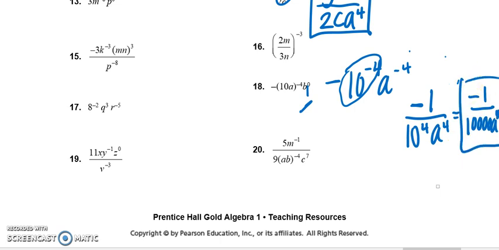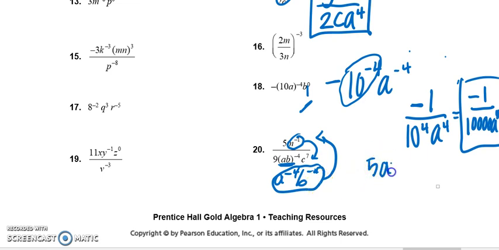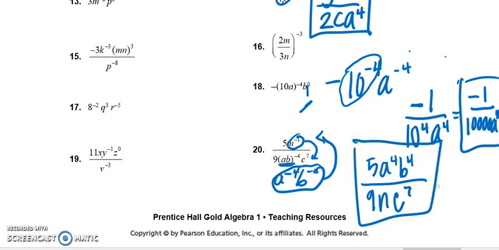And lastly, let's wrap this up. Okay, so this part is going to get moved to the bottom, and this part right here is going to be a to the negative 4th, b to the negative 4th. It goes to both of them because of the parentheses. So that's going to get moved to the top. So we have 5 at the top, and now we have a to the 4th and b to the 4th at the top, all over the 9, which stayed at the bottom. The n goes to the bottom, and then we have c to the 7th. And there we go.